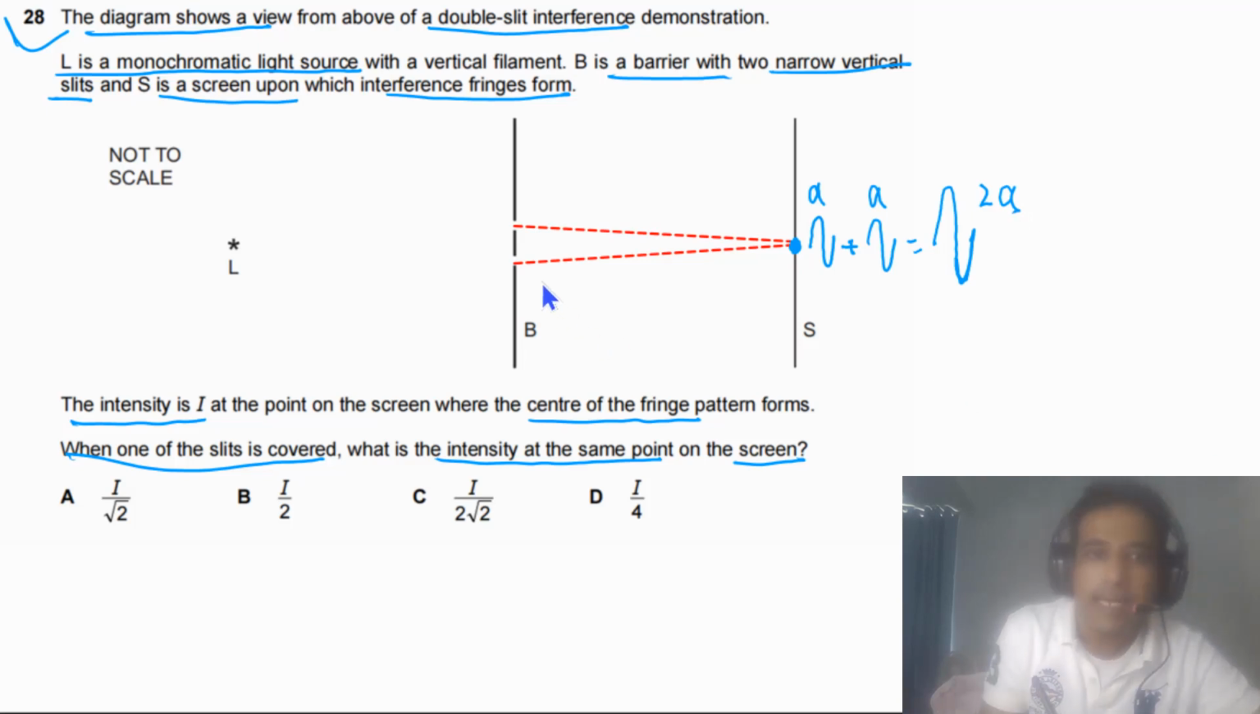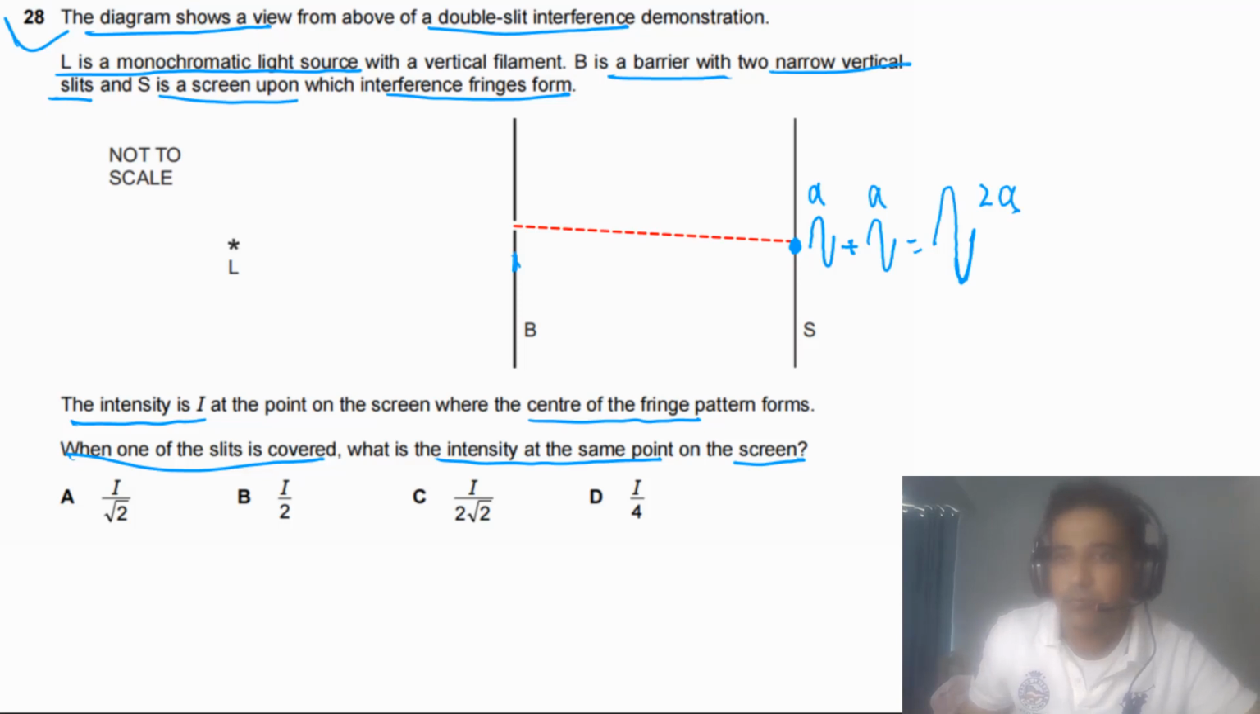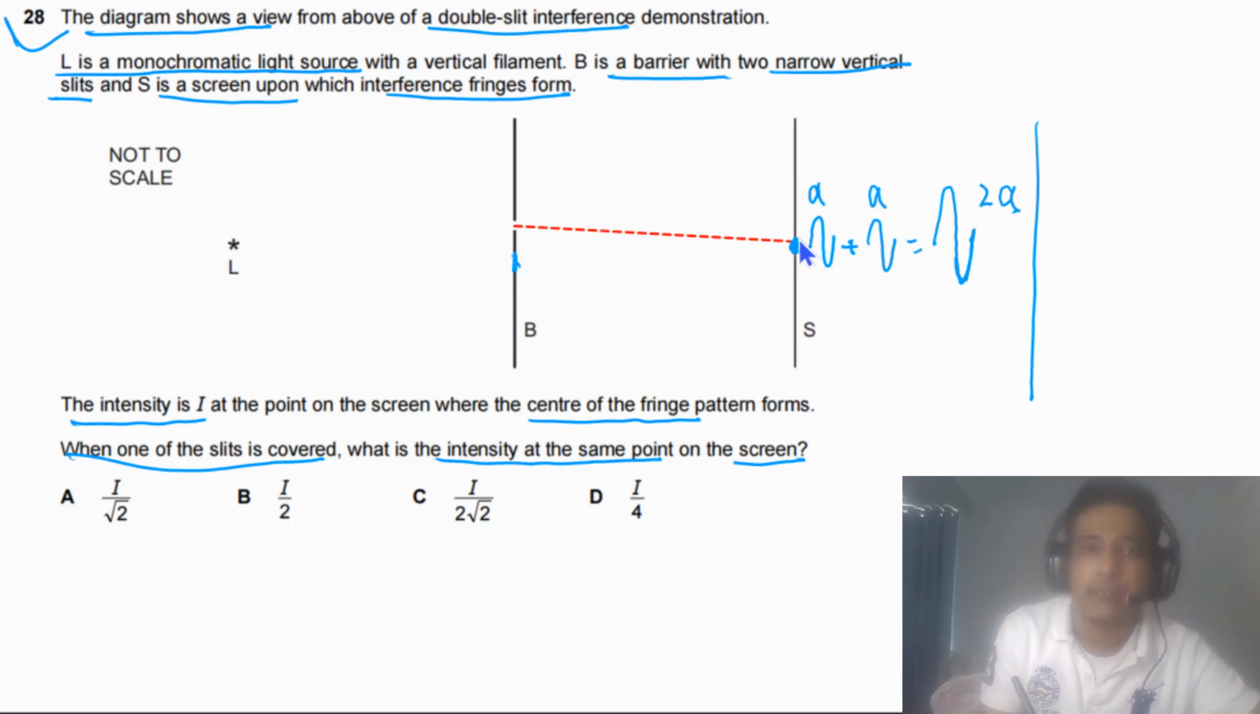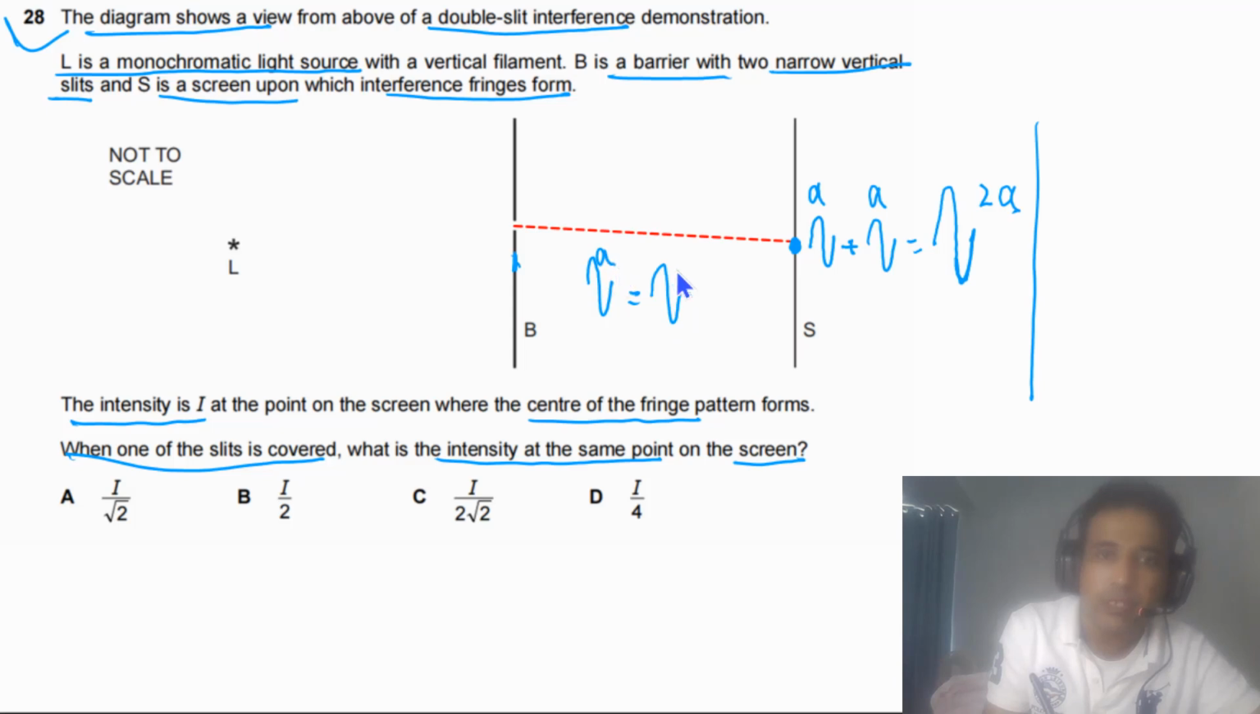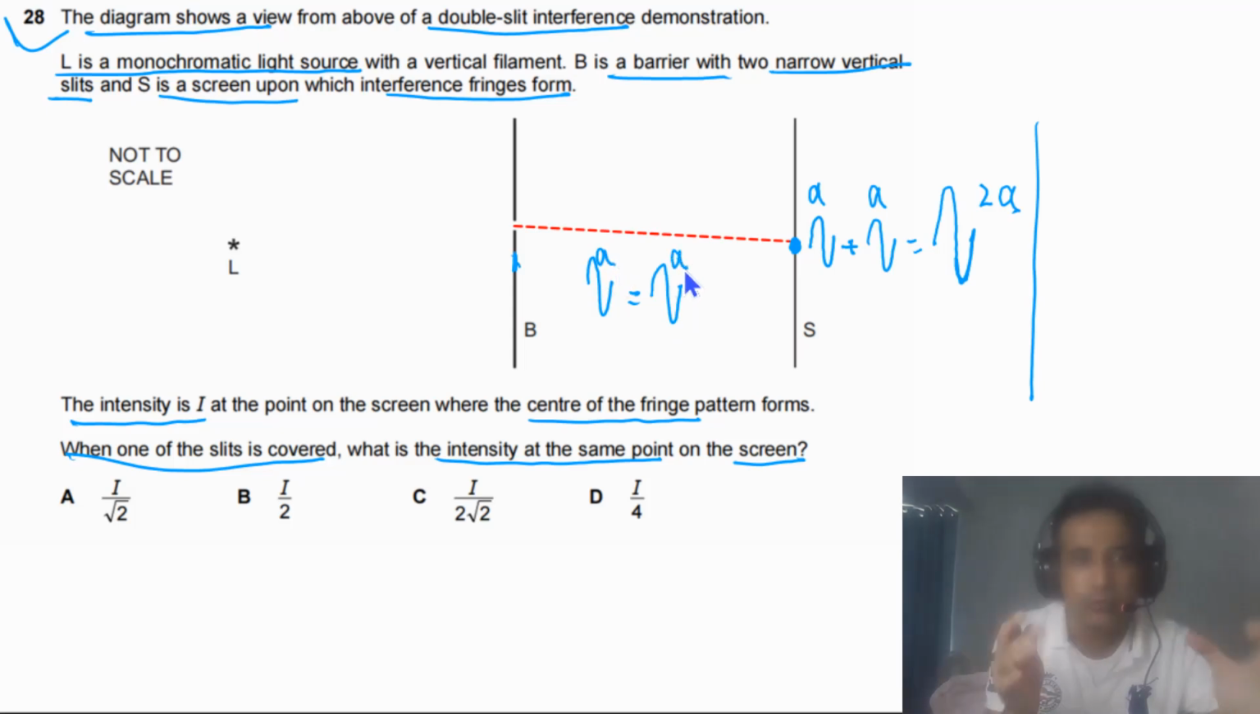But for the second case, it is given to us that one of the slits is covered, meaning no waves are coming from one of the slits. So for the second case, now we have only one wave. We can write down our second case here, at this point we are talking about. So we have only this one wave coming. So the center maxima also will have only amplitude A. So here amplitude A. We have to compare the intensity.